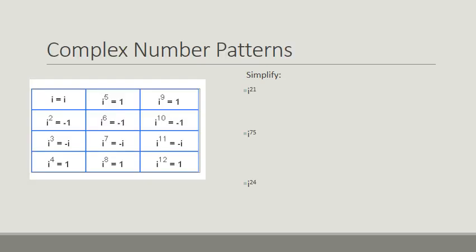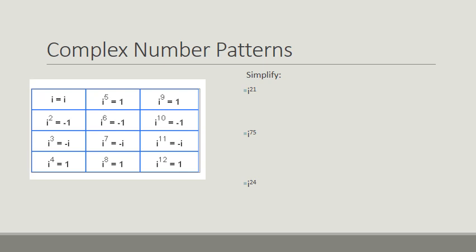Okay. So with imaginary numbers or complex numbers, they follow this pattern. i is equal to i, i squared, we just said, equals -1. i cubed equals -i. i to the 4th equals 1. And then the pattern starts all over again. So i to the 5th is i, i to the 6th is -1, i to the 7th is -i, i to the 8th is 1, and so on and so forth.